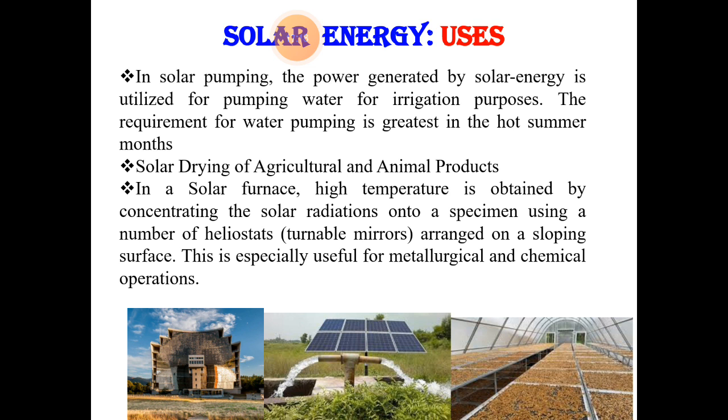Then solar energy is used to generate high temperatures using the solar panels in solar furnaces. So solar furnaces are used for metallurgical and chemical operations. Down in the picture of the slide, from left to right are solar furnace, solar pump and solar dryers, respectively.